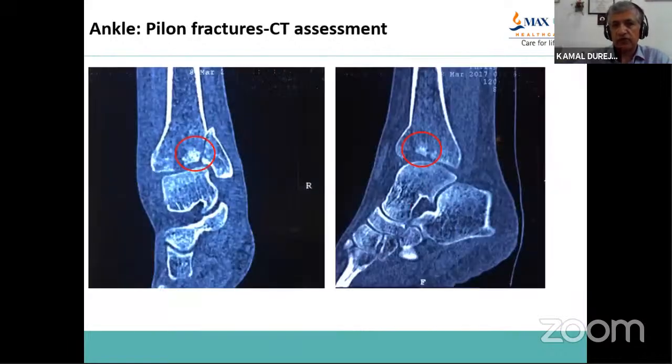However, when I do these coronal and sagittal CT scans, it shows me where my fragment has gone. So understanding these fragments by a CT scan is an important assessment to be made radiologically, which will help us in planning the treatment of such cases.